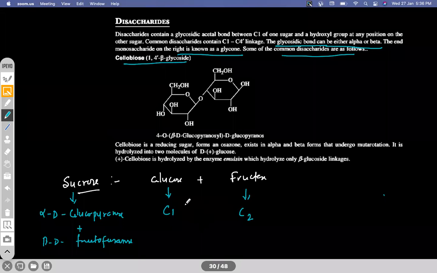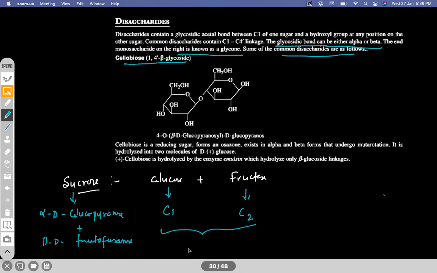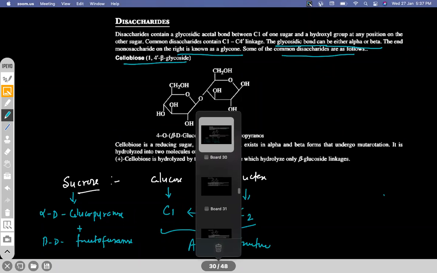Okay, and the structure that we get by this combination, we call it an acetal structure. Acetal structure. So glycosidic linkage is present between C1 and C2 carbon atoms. This is important and you must memorize this.